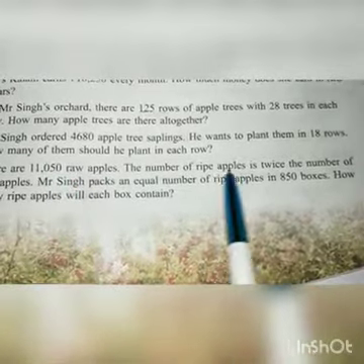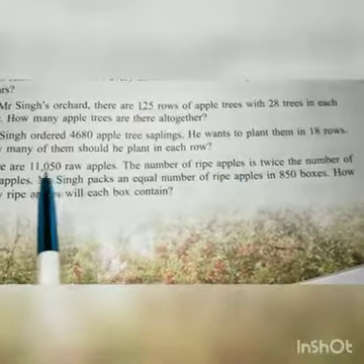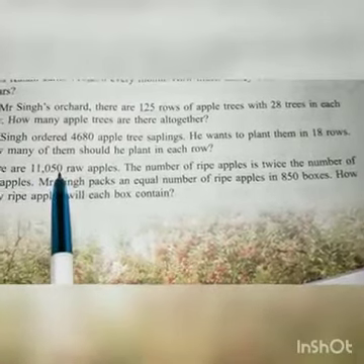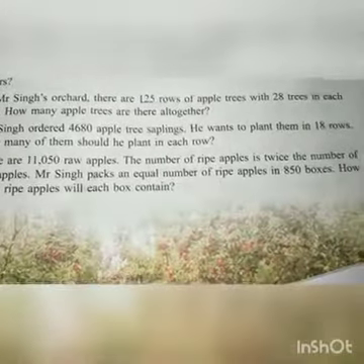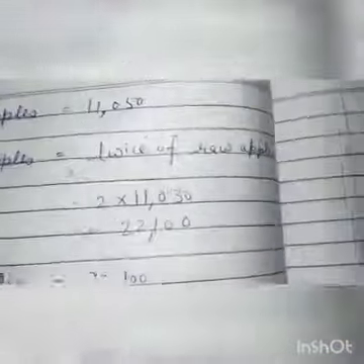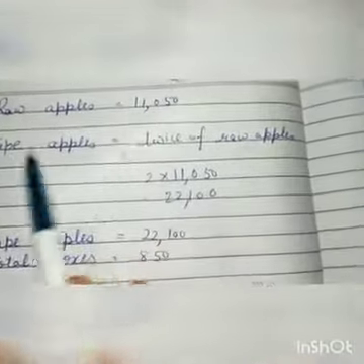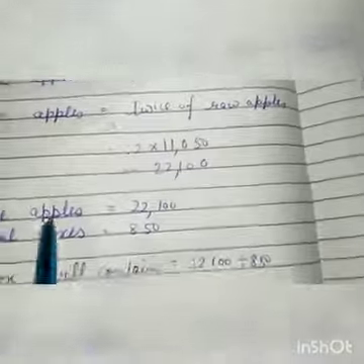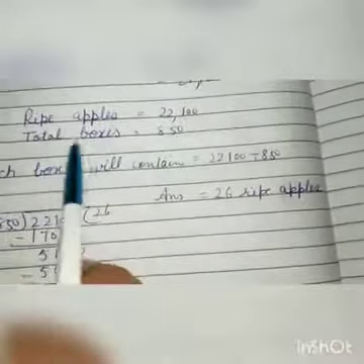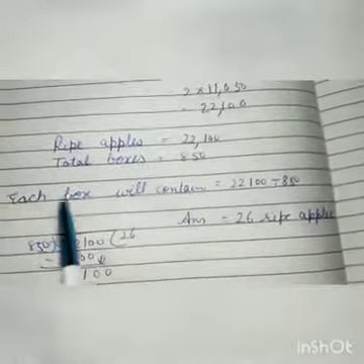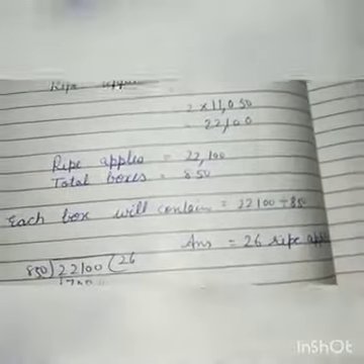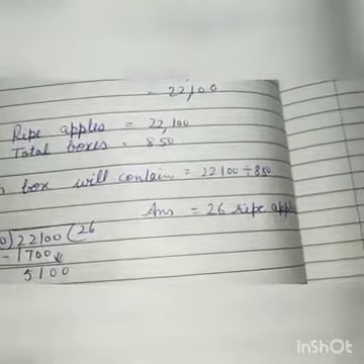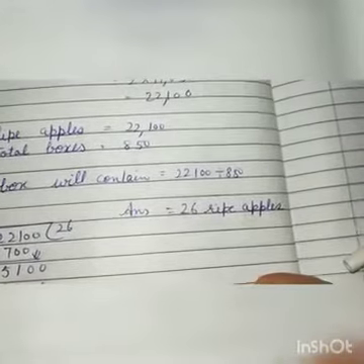How many raw apples? 11,050. Ripe apples are double. So what is the double of 11,050? 22,100. So raw apples are 11,050. Ripe apples will be 22,100. So total ripe apples 22,100. Boxes 850. Each box will contain, we will divide 22,100 by 850. Answer is 26 ripe apples.